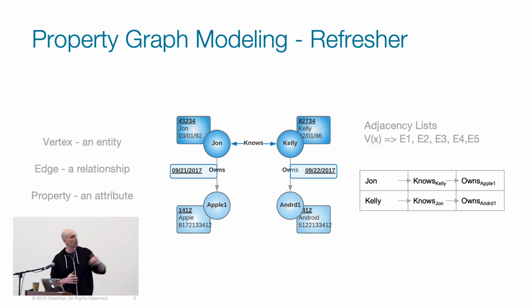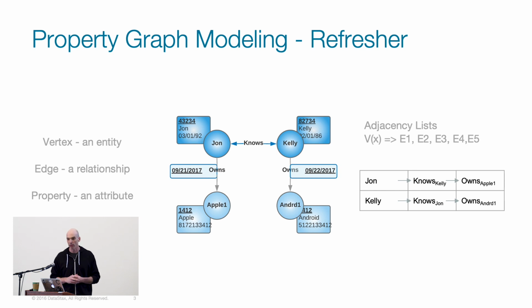If you see on the right, we see the adjacency list for John, we see the edge knows, and we see the edge owns, and the same for Kelly. A lot of graph databases, whether they're in memory, projected onto NoSQL stores, or even taking a relational view or a document store view of a graph database, will use adjacency lists because they're efficient for graph processing in the property world.